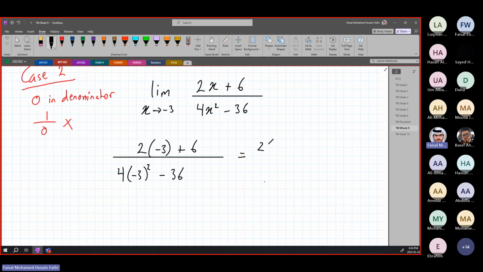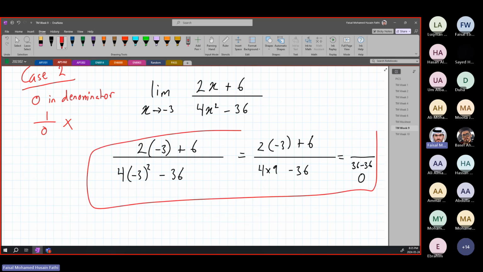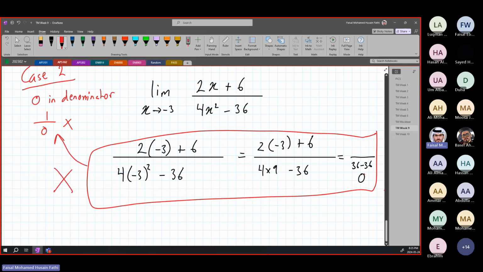The top is not important at all. I'm not going to simplify it even. Look at the bottom. It is going to be 3 squared, so 4 times 9 minus 36. It doesn't matter what the top is, it's going to become 36 minus 36, which is equal to 0. So we cannot substitute because this is the case of dividing by 0. We're going to get 0 at the bottom. But we cannot just plug in this value and say the limit does not exist. The limit does exist in this case as well.